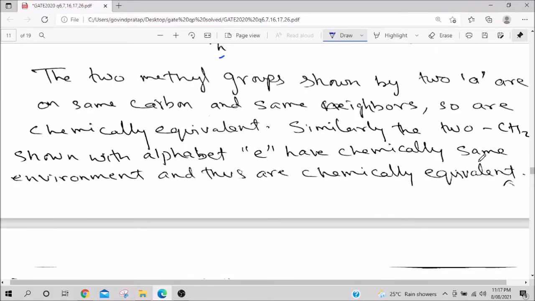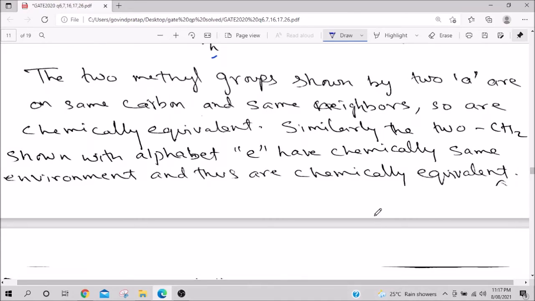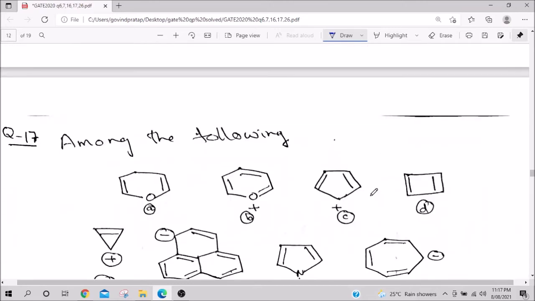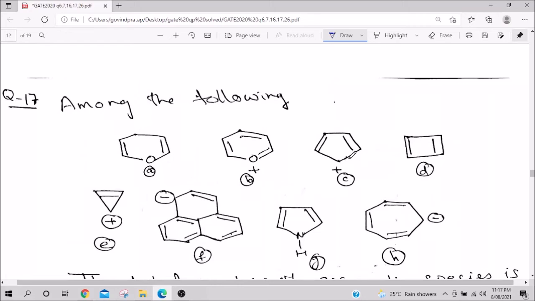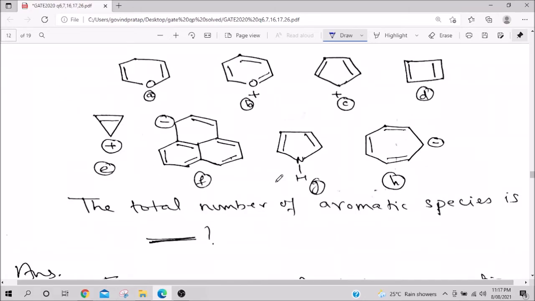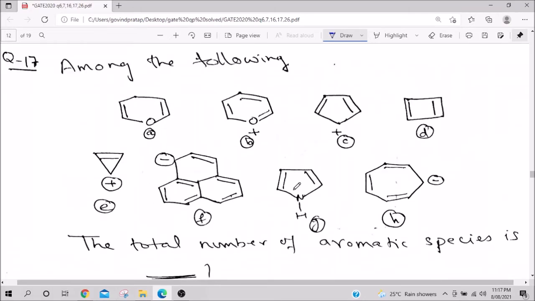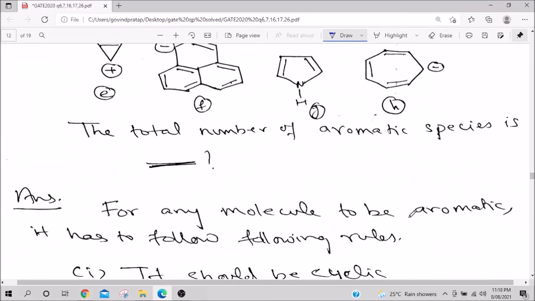So, what I said is written here, you can read it if you want. Right. Let us move to the next question. The question is, among the following, the total number of aromatic species. So, let us have a look at the molecules. You have A, B, C, D, E, F, G and H.